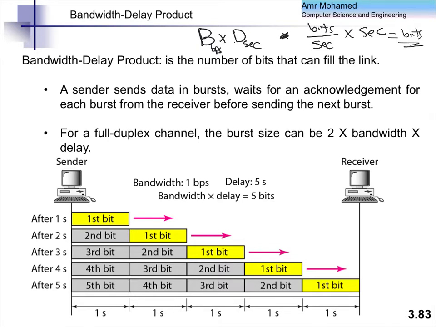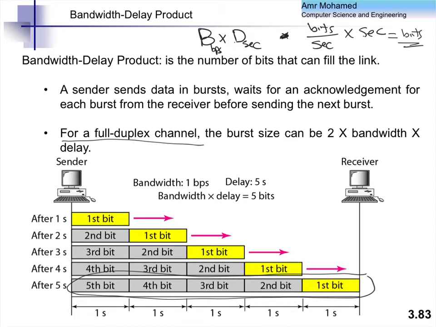Okay. So what is the actual meaning of this? The bandwidth delay product represents the amount of bits that can fill the transmission medium. So by the time you finish the transmission for one full unit, what is the actual number of bits that you have sent? All right. So this is the bandwidth delay product.